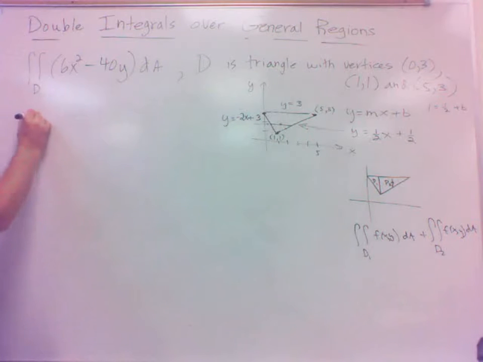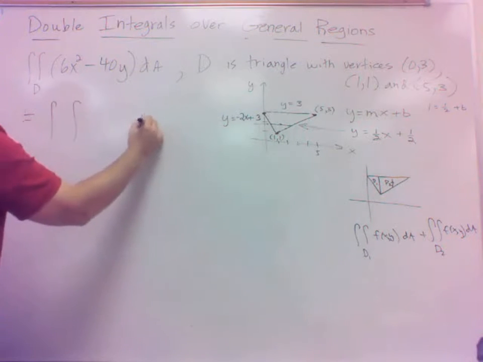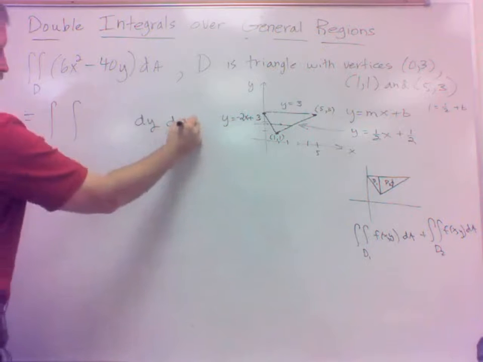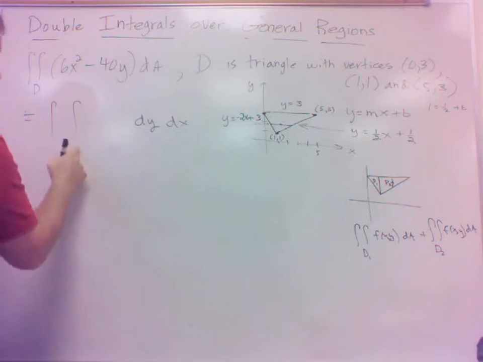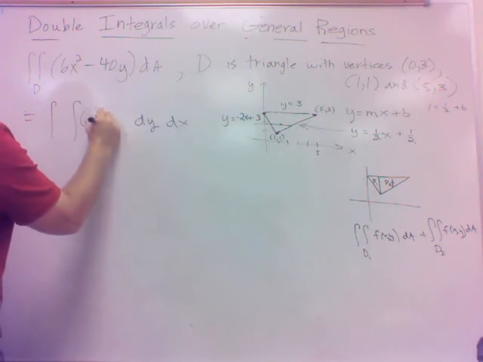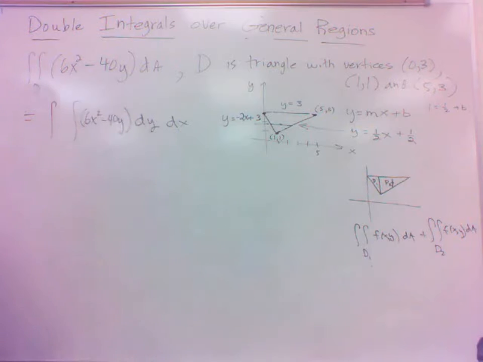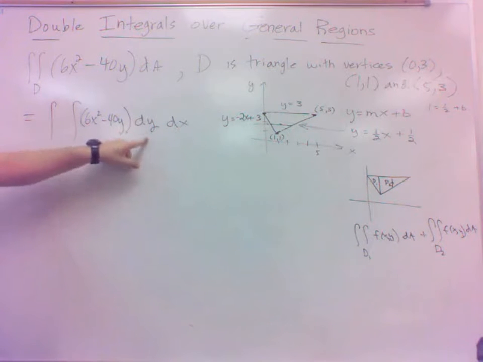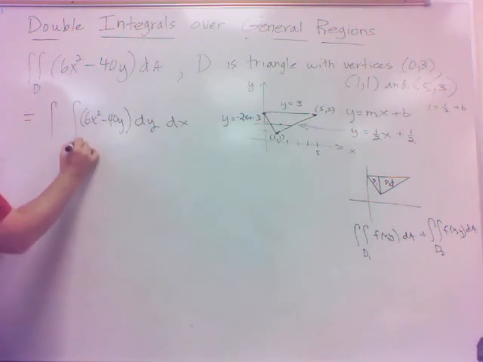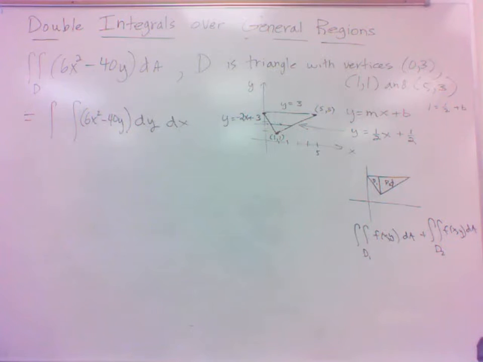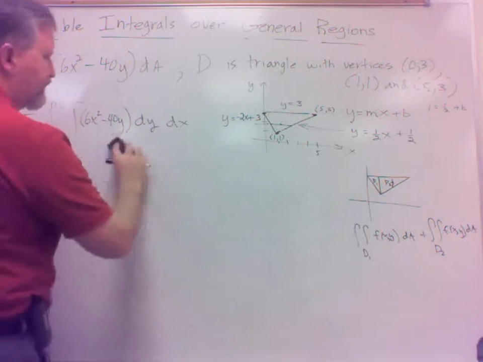And then integrate with respect to x. Now, 6x squared minus 40y. I can do that with respect to y or x first, and neither one's going to be that much of a problem. So that's what I'm going to do. Now the thing is, if I integrate with respect to y first, I need... nope, sorry. Start over here.